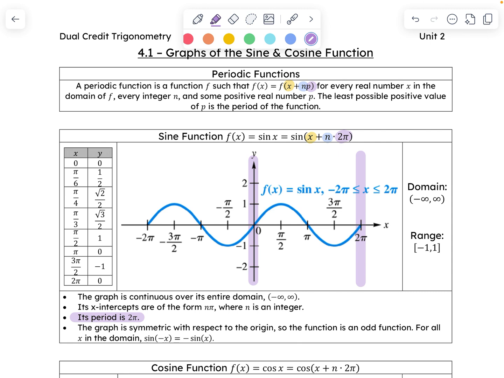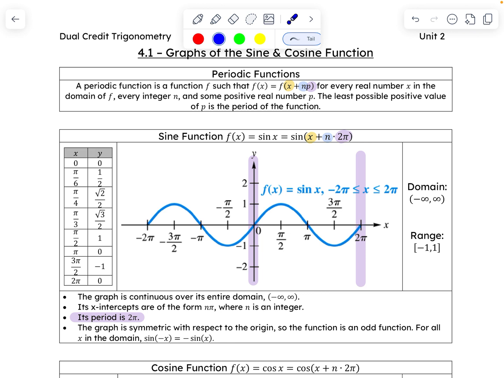So the graph is continuous over its entire domain. That's what it says right here. The x-intercepts are of the form n pi. So if you look, every single time we touch the x-axis, we've got 0, pi, 2 pi, or negative pi, negative 2 pi.